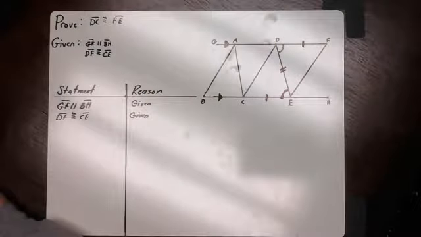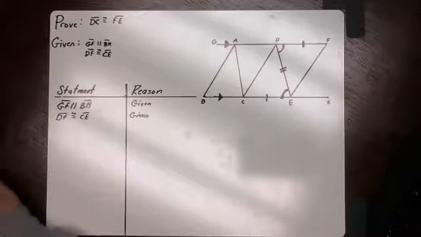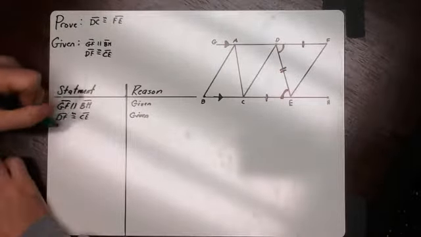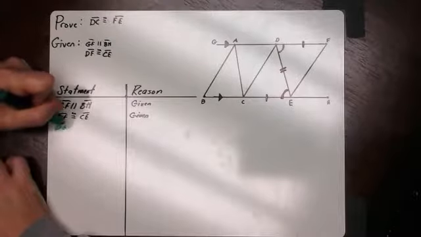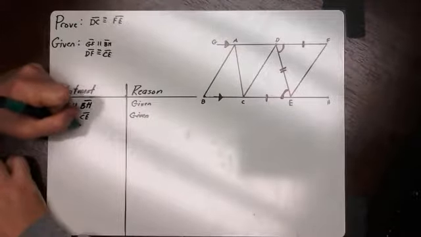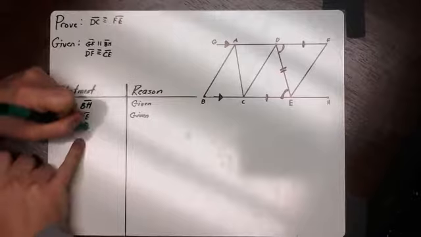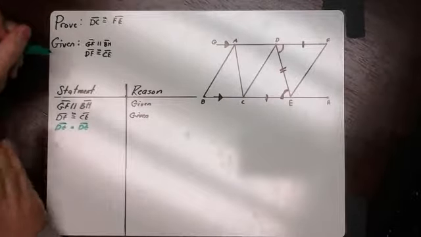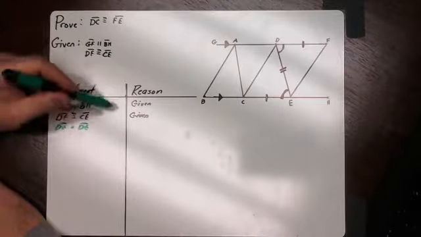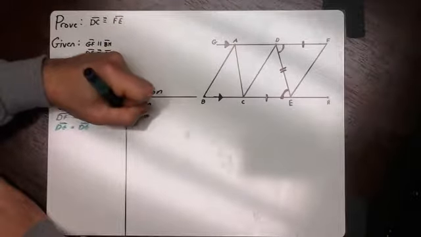Okay, so let's write that up. First I'm going to get the reflexive side out of the way. I'm going to say that DE is congruent to DE. You could also flip this if you like and say DE is congruent to ED. It's up to you. And that's because of the reflexive property.